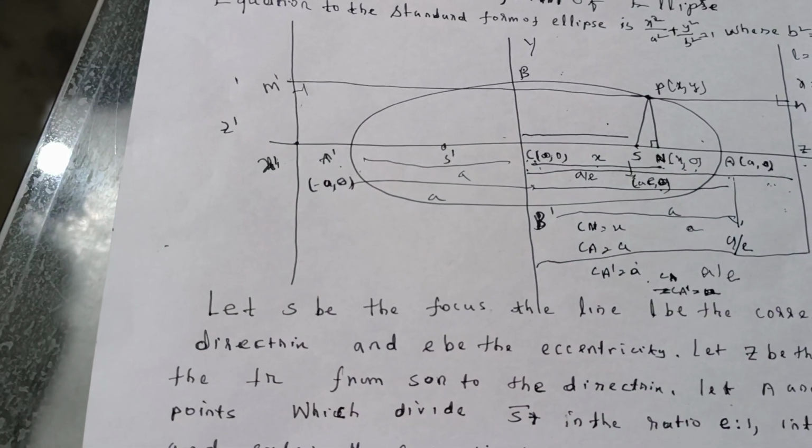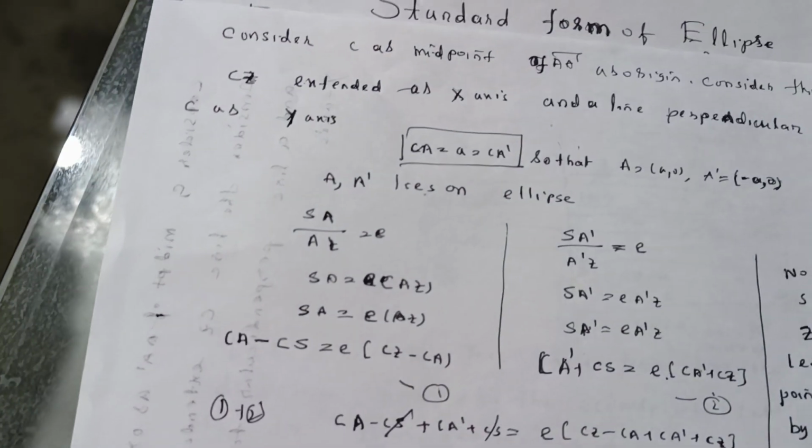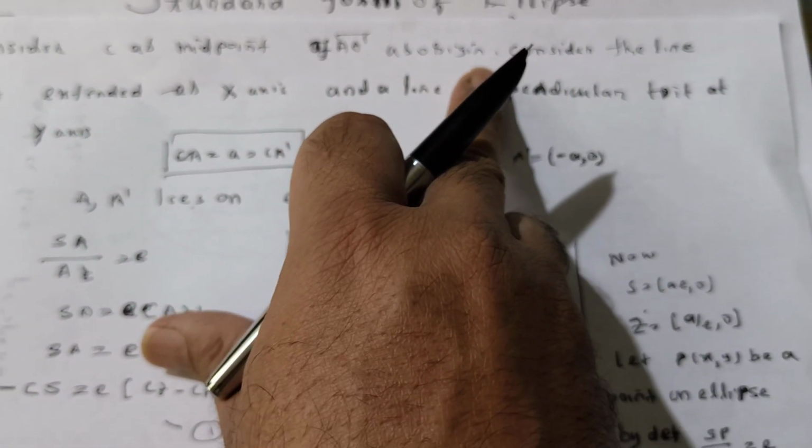Okay, now coming back to the next point, I am going to take the second part, that is going to be the center. The center is the midpoint of A A dash, that is nothing but the origin.